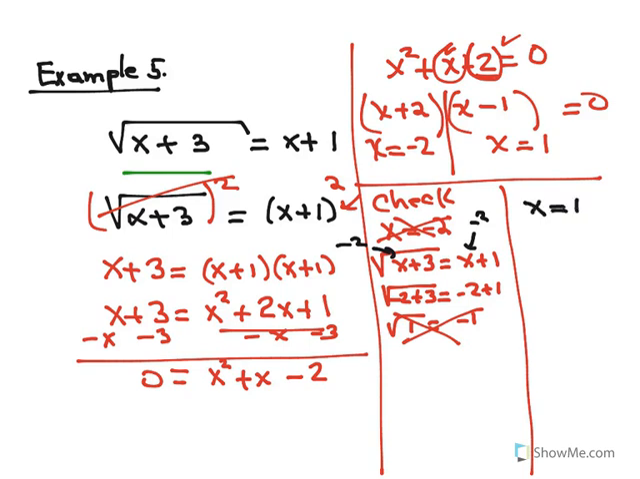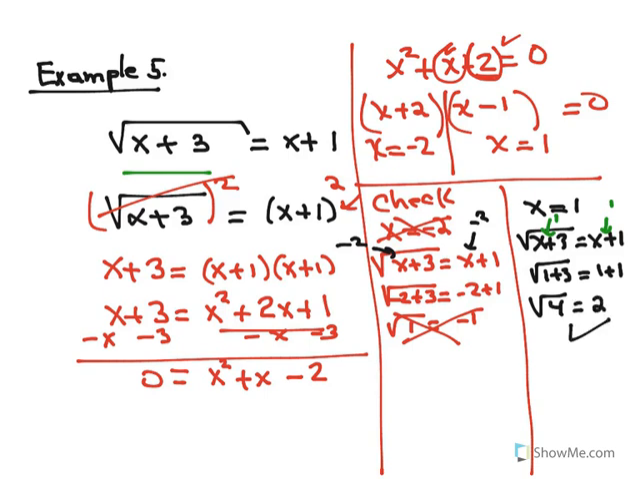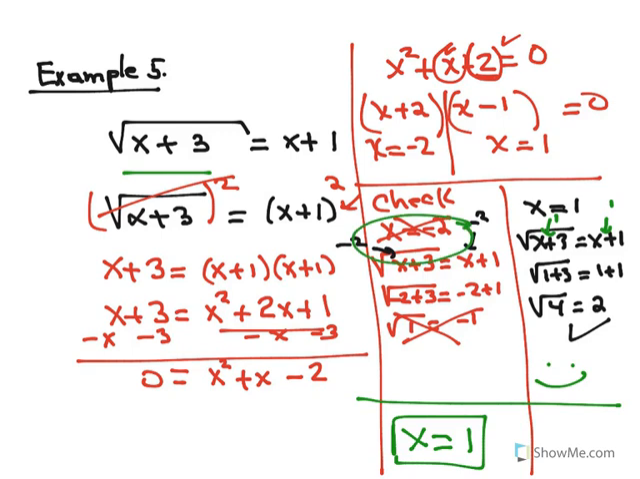And again, I'm going to write my equation. The square root of x plus 3 has to be equal to x plus 1. So I'm going to substitute 1 here and here. So I have the square root of 1 plus 3 is 1 plus 1, and this is the square root of 4, which is 2, and this satisfies the equation. So the solution that we have here is x equals 1. Remember that we threw out the solution x equals -2 because that solution was an extraneous solution.